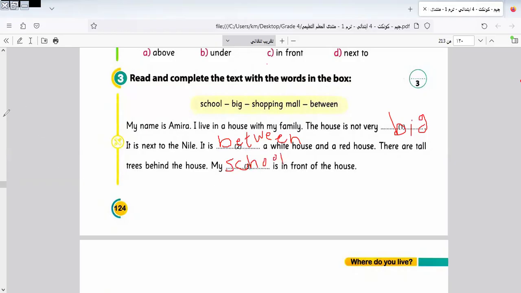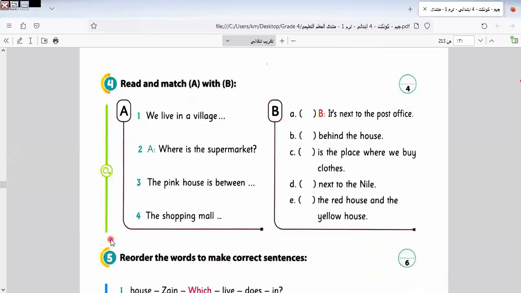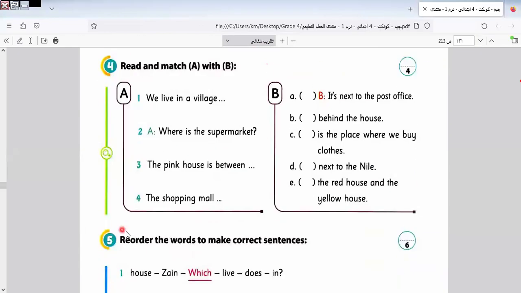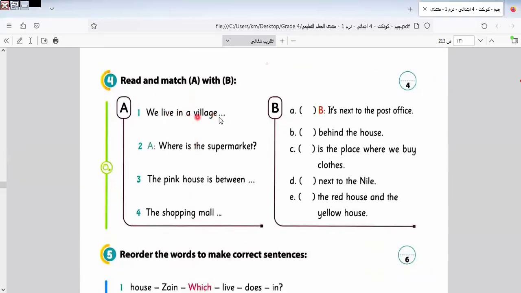Let's go to another one here. We live in a village next to the Nile, as it was told in the text. Where is the supermarket? Behind the house? Number 2. Not behind the house. It's next to the office. I think next to, no, it's not wrong. It's next to the office.